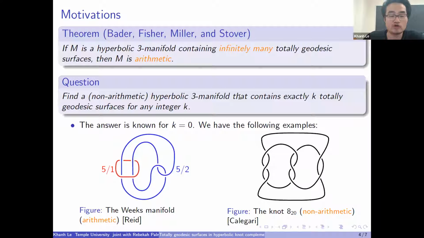So we have the following examples due to Reid and Calegari. The Weeks manifold, which is obtained from doing Dehn filling on the Whitehead link, and the knot 8_20, both do not contain any totally geodesic surfaces.